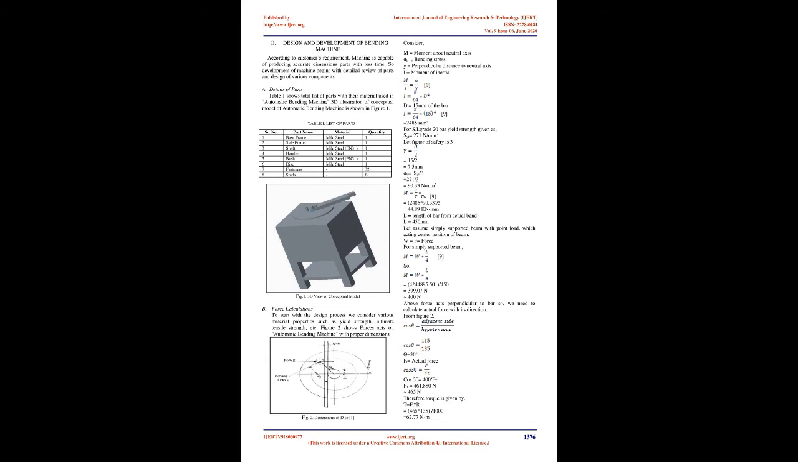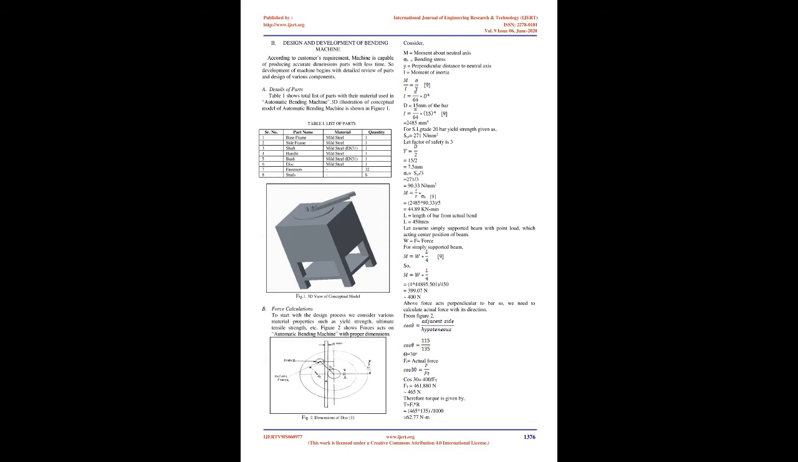B. Force calculations. To start with the design process, we consider various material properties such as yield strength, ultimate tensile strength, etc. Figure 2 shows forces acting on the automatic bending machine with proper dimensions.